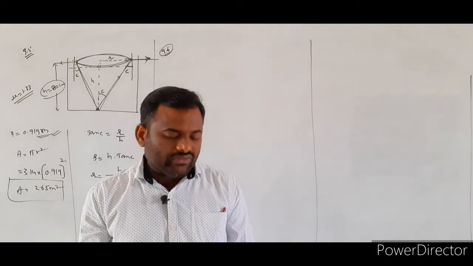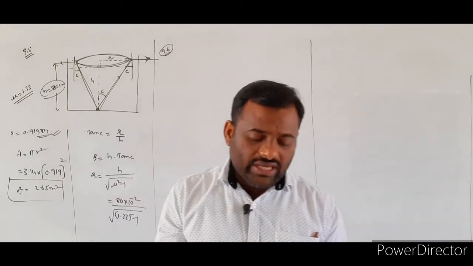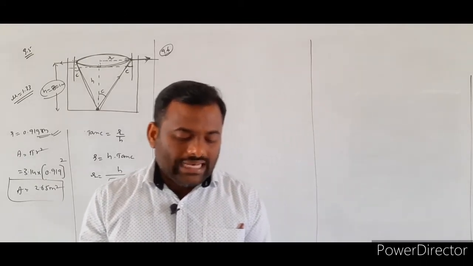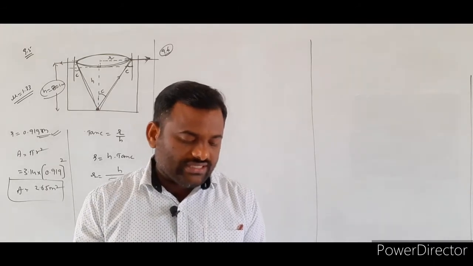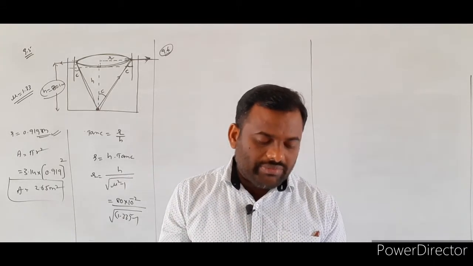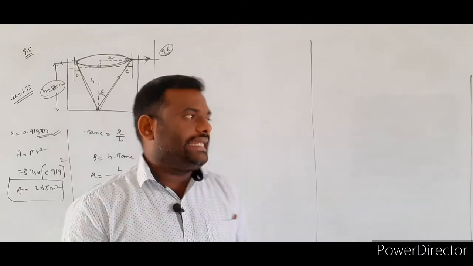9.6. A prism is made of a glass of uniform refractive index. A prism will be made with what material? Glass, which is having a uniform refractive index. A parallel beam of light is incident on one of the faces of the prism. The angle of minimum deviation is measured to be 40 degrees.